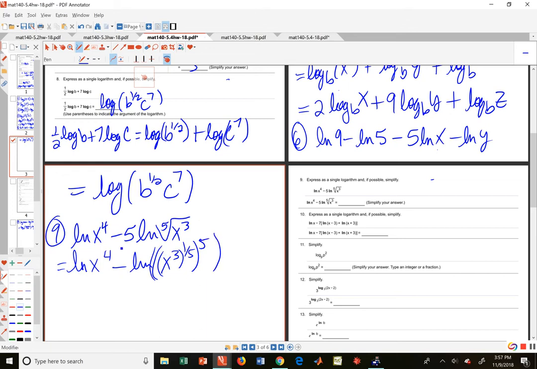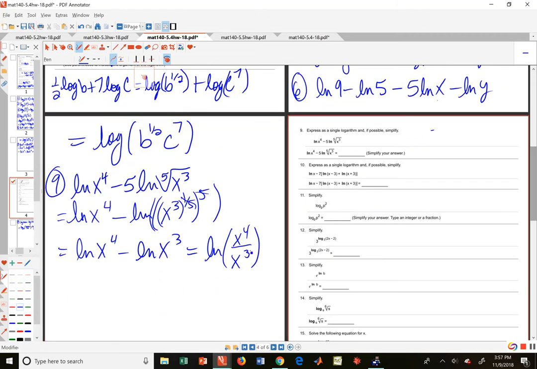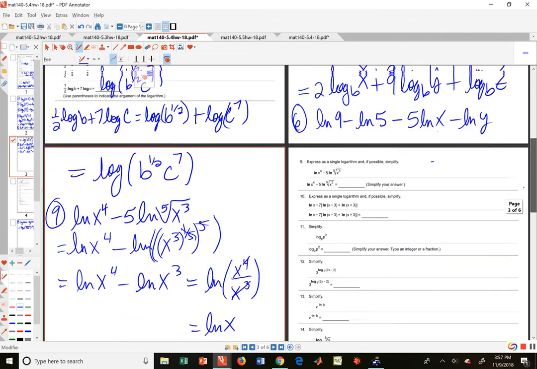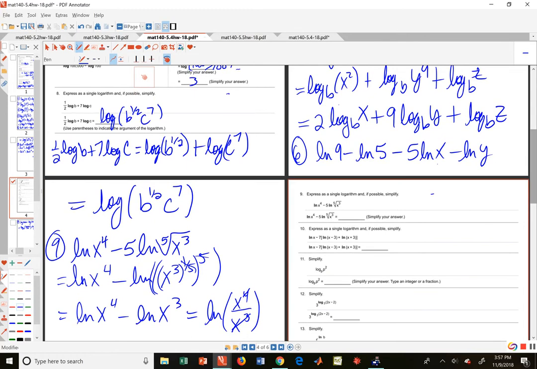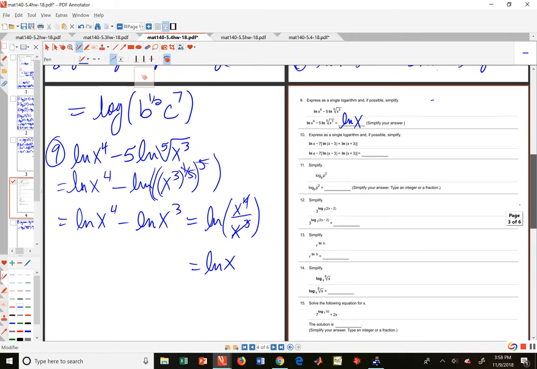Crazy. I brought the 5 in. I didn't bring the negative in. I just brought the 5 in as an exponent. Those are going to cancel each other. So you're left with the ln of x to the 4th minus ln x to the 3. Now I'm using more log rules. The difference of two logarithms, now we don't have that 5 there anymore, is the logarithm of the quotient, which those cancel. 3 goes into there, leaving you ln of x. So that reduced a whole lot, and so the answer to this one, which it doesn't look like it would be that simple, is the ln of x.